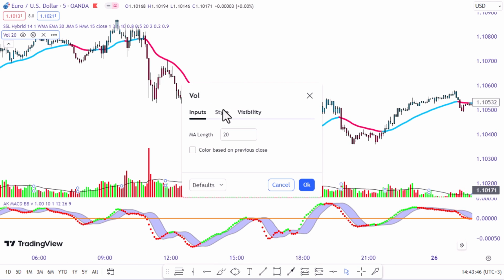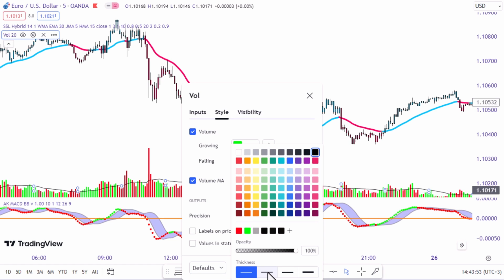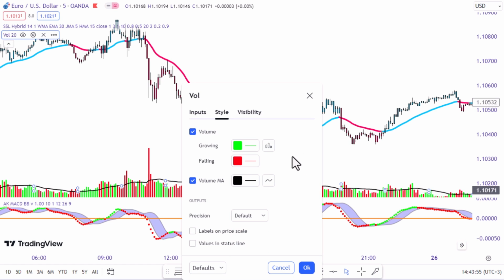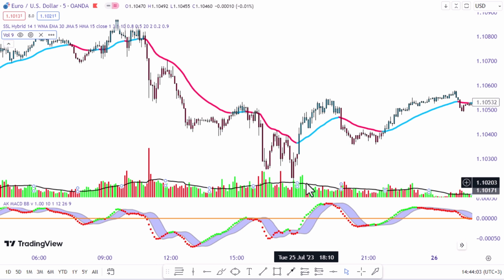Head over to the volume indicator settings and click on the Style tab. Check the volume MA checkbox. I will also be changing the color to make it easier to see. You can do that to your own taste as well. After that, click on the Inputs tab, change the MA length to 9. Now the indicators are ready to be used.